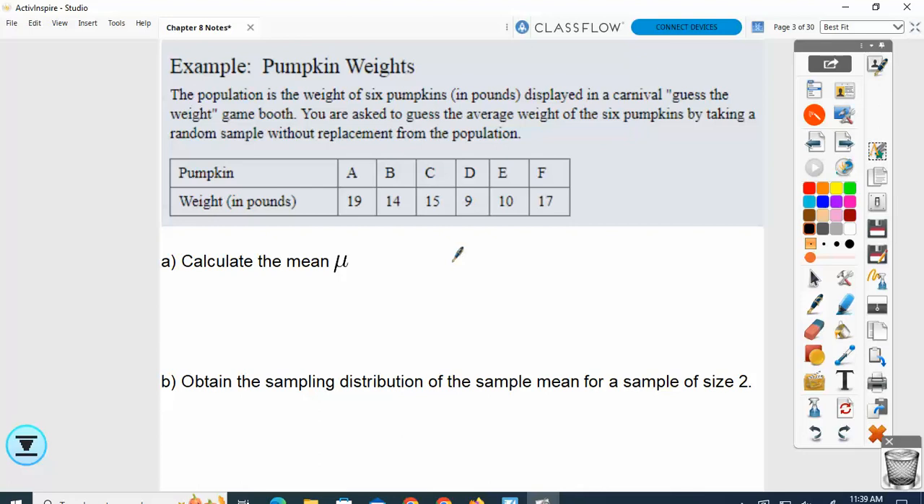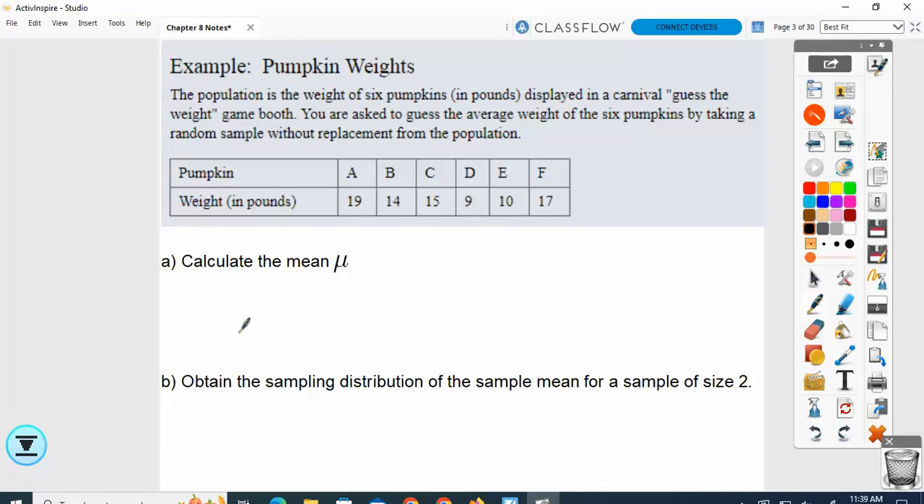Yeah, I can't pick the same pumpkin twice. I have to take 2 different pumpkins. And I'm going to use the average weight of those 2 pumpkins to guess the average weight of the entire population. All right, so can I find the true mean of this so I know what the right answer is?